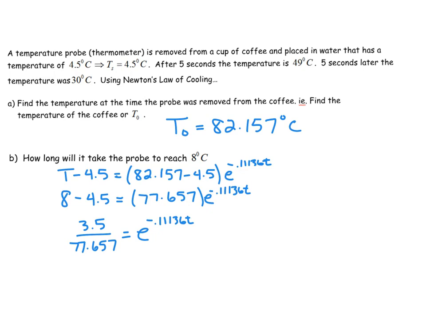So basically, the exponent, negative 0.11136t, will equal log base e, or the natural log, of whatever 3.5 divided by 77.657 is. So you punch that in your calculator, and you'll take the natural log, you'll divide by the stored value of k, negative 0.11136, whatever that stored value was, and you will end up with 27.832 seconds.